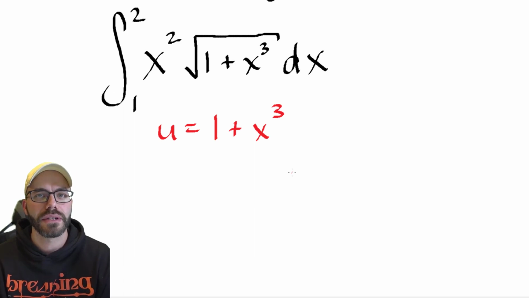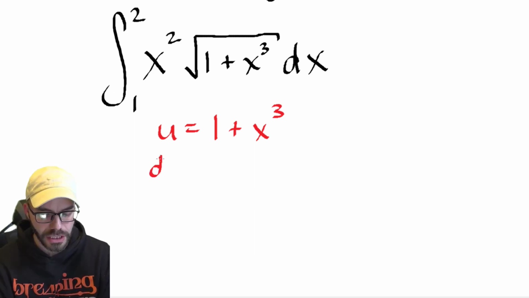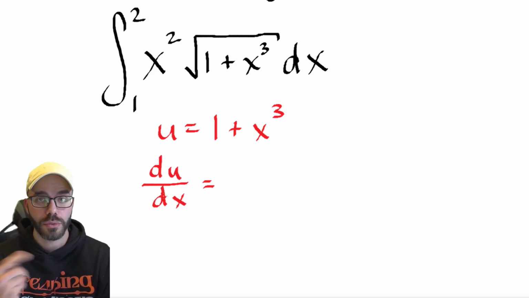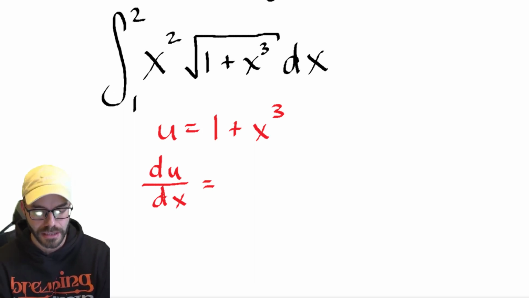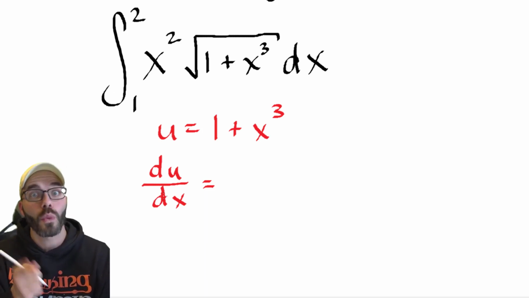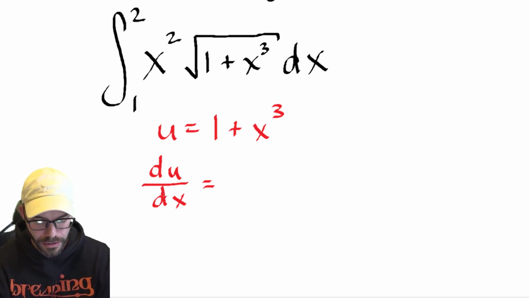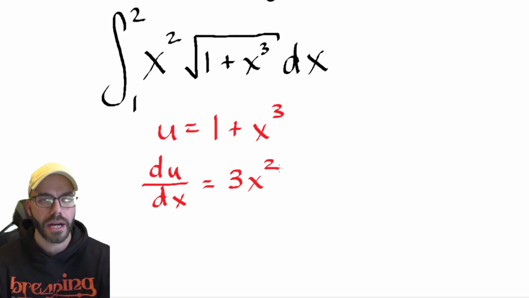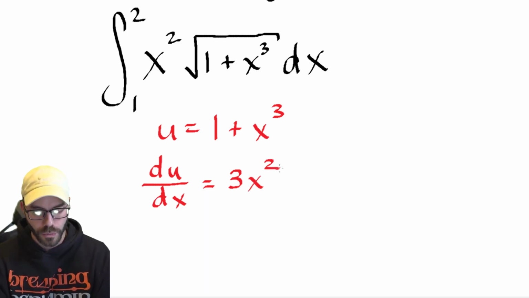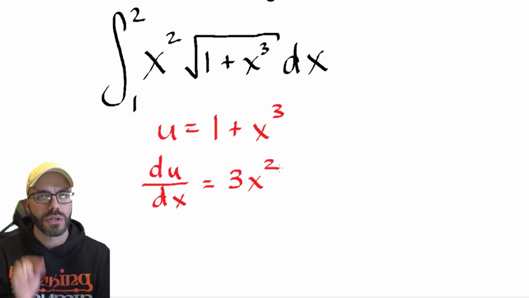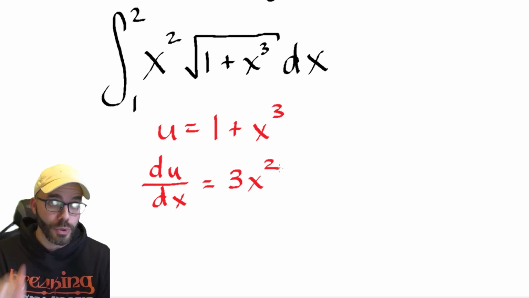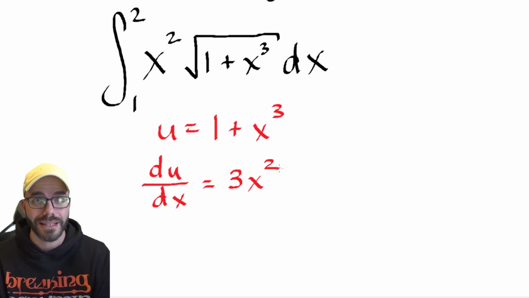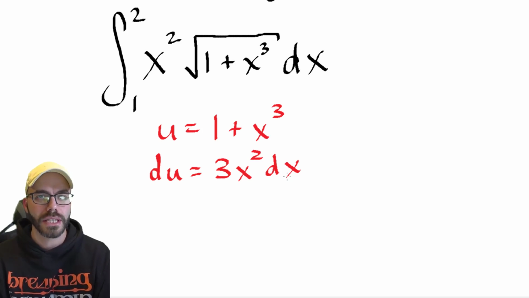Now find the derivative of u with respect to x. du over dx is equal to the derivative of 1 with respect to x, which is 0, plus the derivative of x to the third with respect to x, which is 3x squared. Now, whenever you're using U-substitution, we're not going to write it as du over dx is equal to 3x squared. Instead, we're going to take that dx and move it over and multiply it by that 3x squared. So du is equal to 3x squared dx.